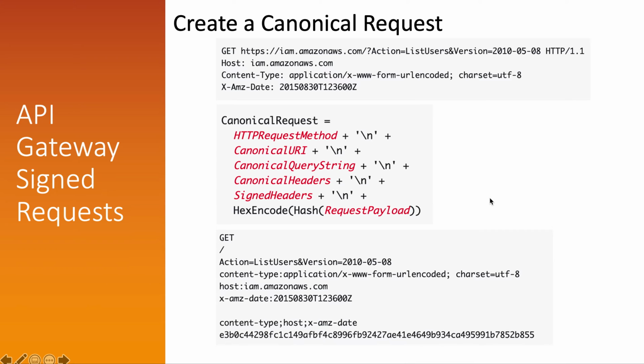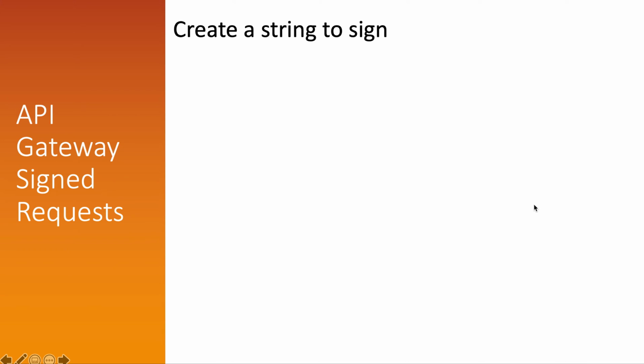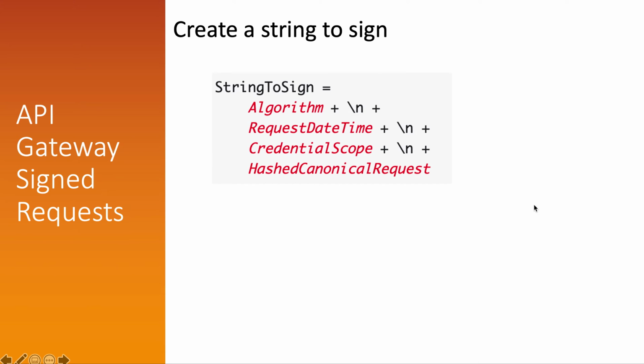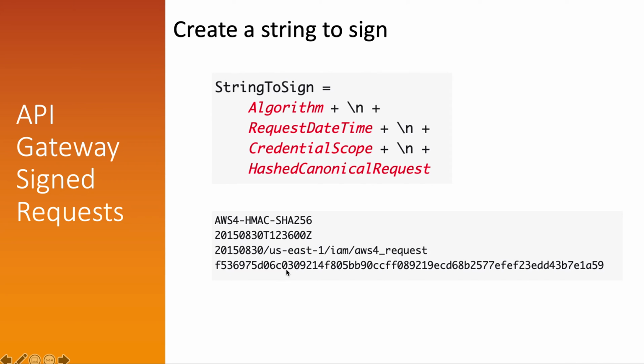And finally, we create the hash of the whole canonical request using the hash function, which would be used in the next step. So the second step is to create a string to sign. This is the pseudocode for the string to sign, which uses the algorithm, the request date and time, the credential scope, and the hashed canonical request, which was created in the previous step. So here is the example. The algorithm is AWS4 HMAC SHA-256 in this case. The request date and time is in this format, and the credential scope has a date, region, service name, and aws4_request, which is basically signature version 4. And then at the end, the hashed canonical request, which was created in the previous step.